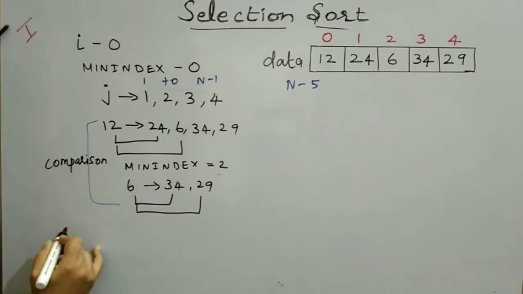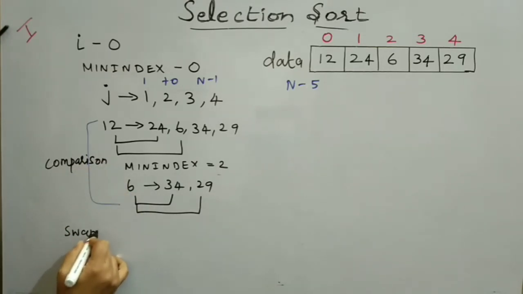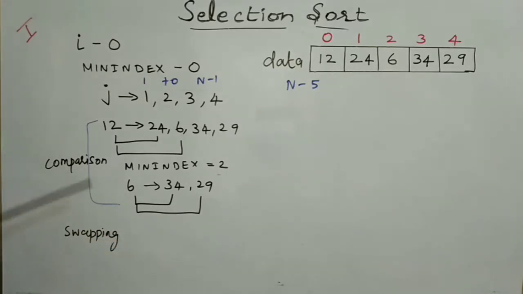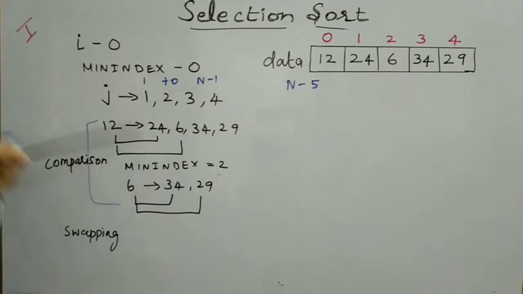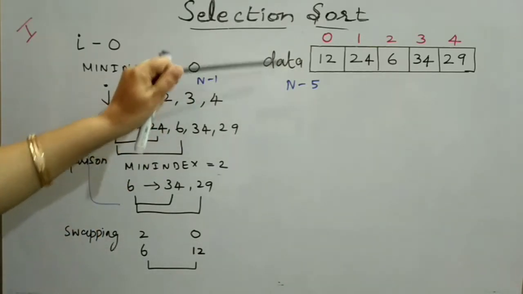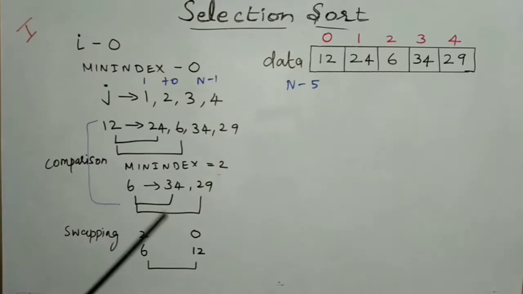Once the comparison procedure is over, we move on to the swapping procedure. What is the swapping procedure? The value in the minimum index position is swapped with the value in the ith position. The minimum index is 2, the ith position is 0. What is the value in the second position? It is 6. 6 is swapped with the value in the ith position 0, that is 12. So the values 6 and 12 are getting swapped. After swapping, I will redraw the array to show how it is rearranged.